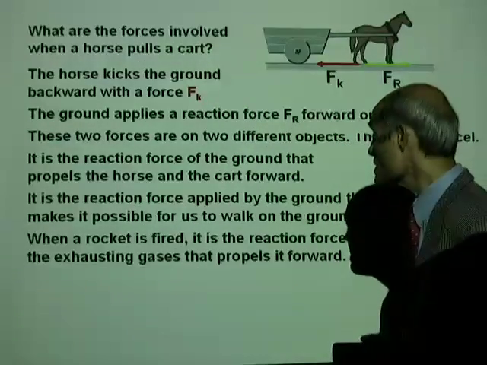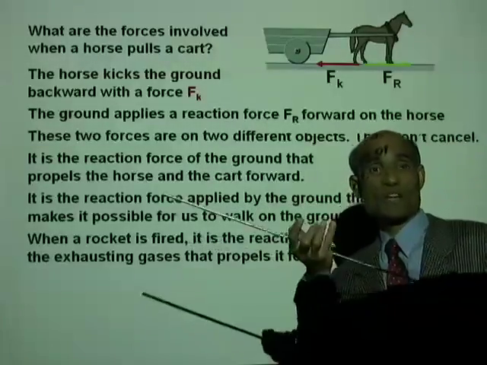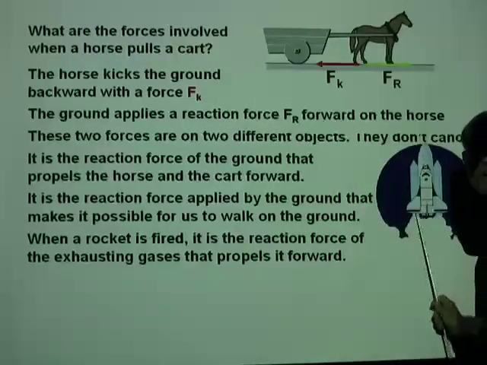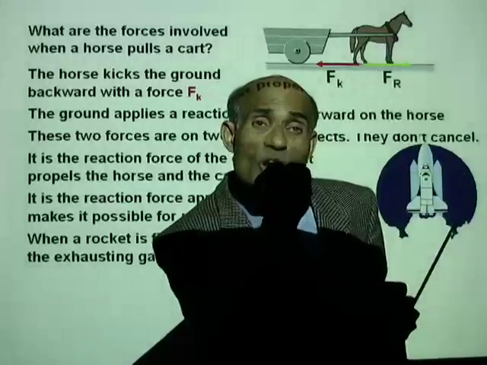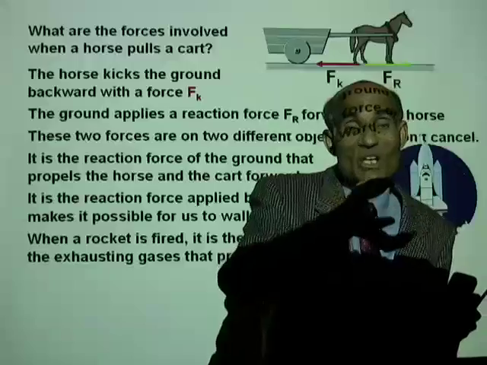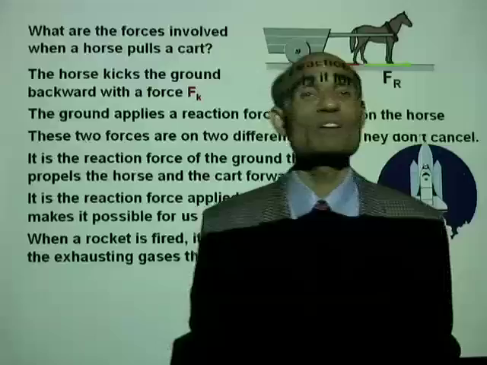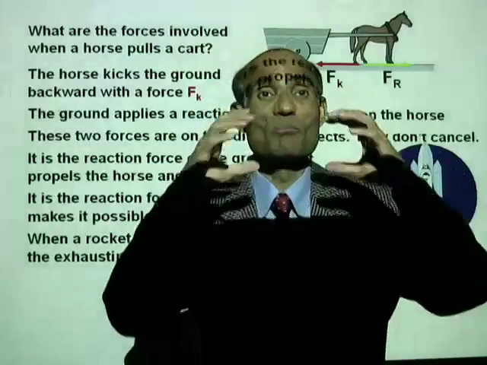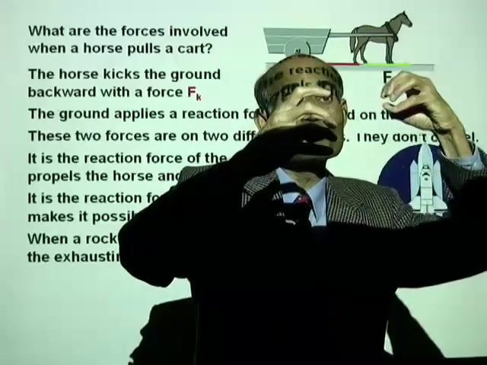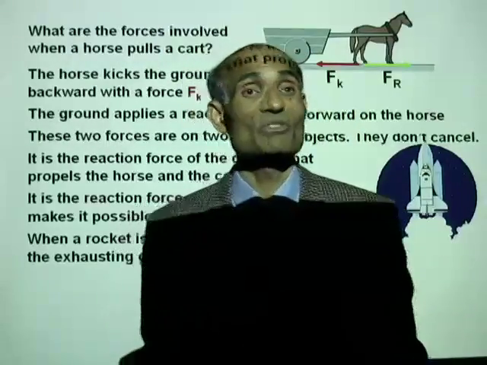Okay, when a rocket is fired, it is the reaction force of the exhausting gases that propels it forward. Now, the firing of the rocket will burn fuel and the exhaust will be pushed down, and the exhaust that is moving down will apply the reaction force upward, making the rocket go. Now try blowing a balloon and leave it. You can see the air will come out of the balloon fast, and the balloon will go back. It's the same principle as the rocket.